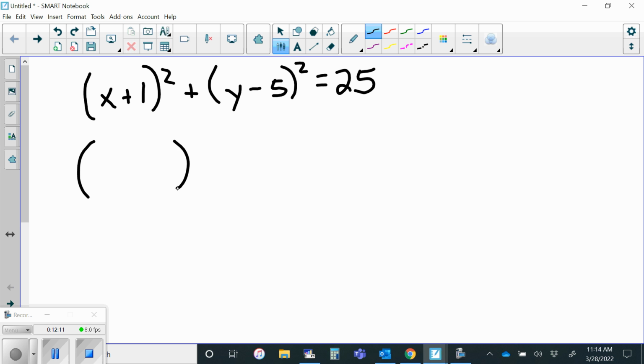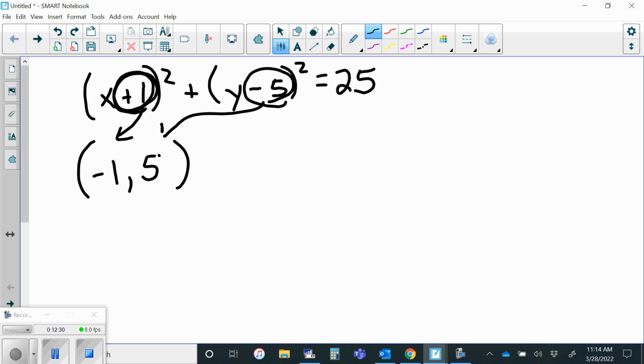Give me the center. How did you get -1, 5? Well, yep, and I told you, what do you do with this number? Change the sign, right? So it became a -1. This is a -5. Change the sign, it becomes a +5. And what's my radius? 5. Yes or no?